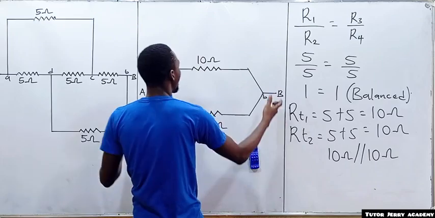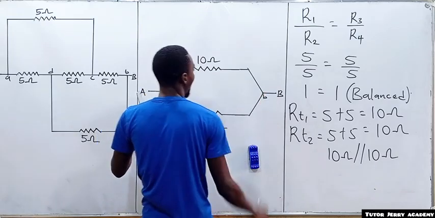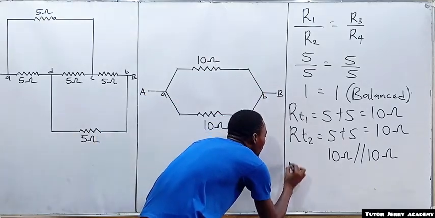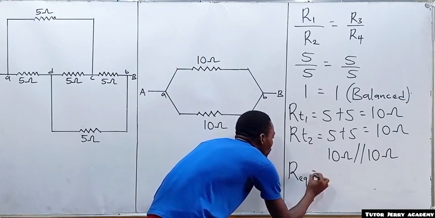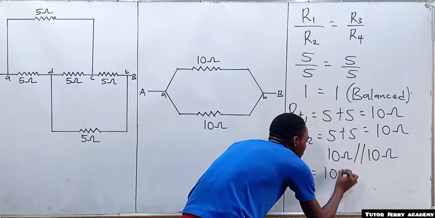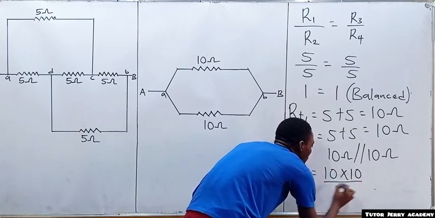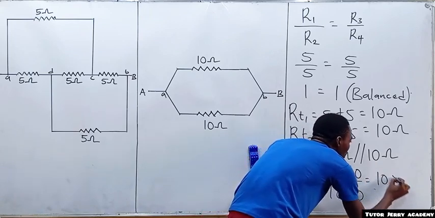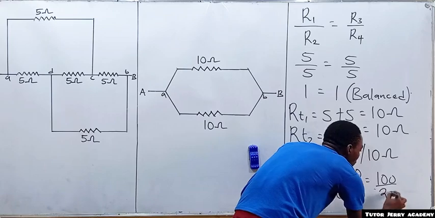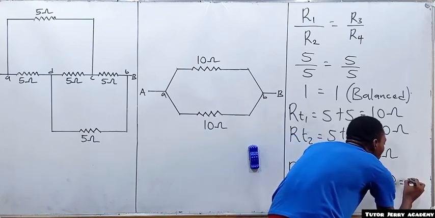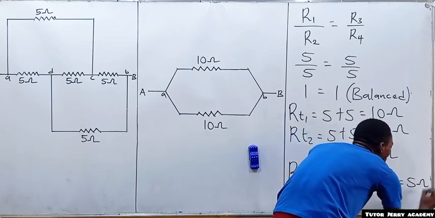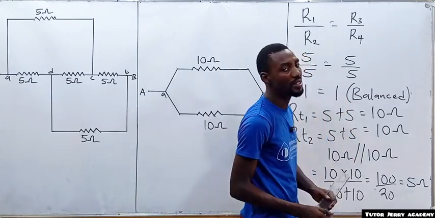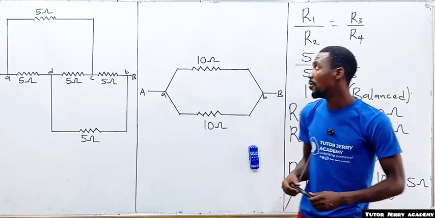So the equivalent resistance between terminal A and B, R equivalent, will be equal to 10 multiplied by 10 all over 10 plus 10. So this is equal to 100 over 20, which is going to give us 5 ohms. So 5 ohms is the solution to the above question.